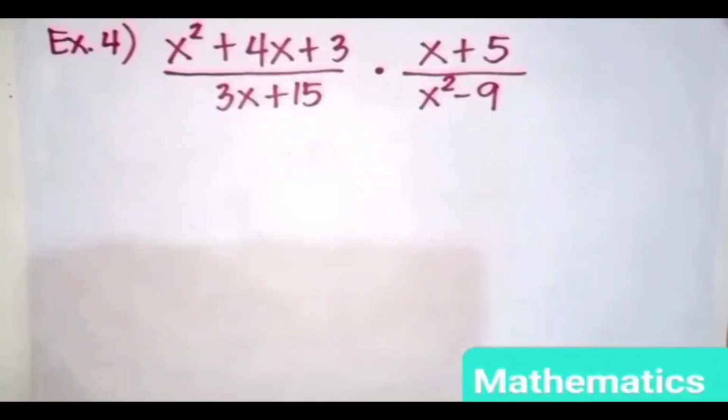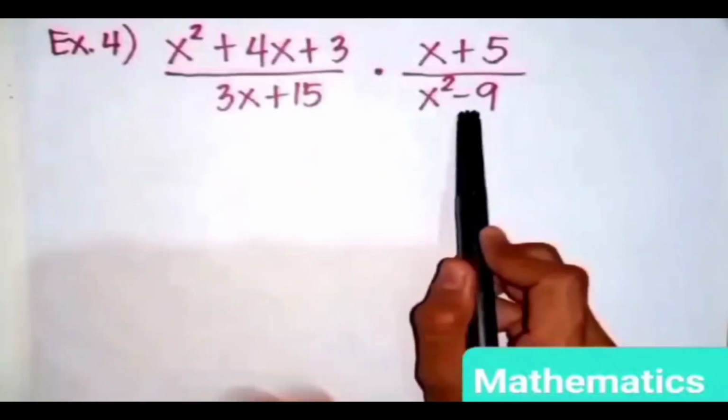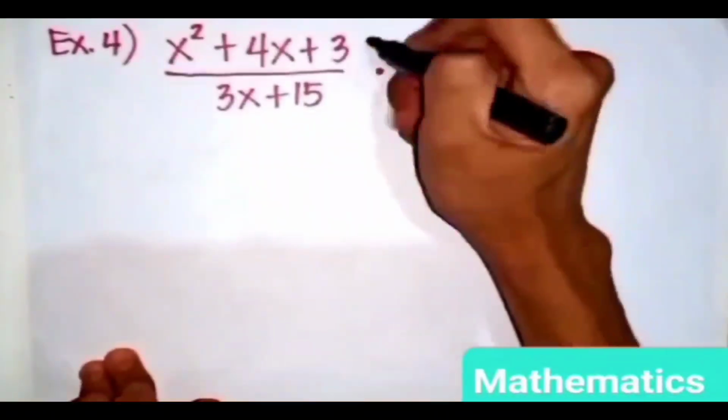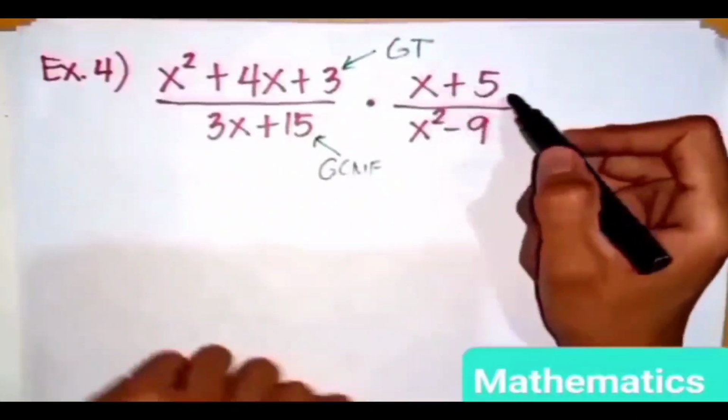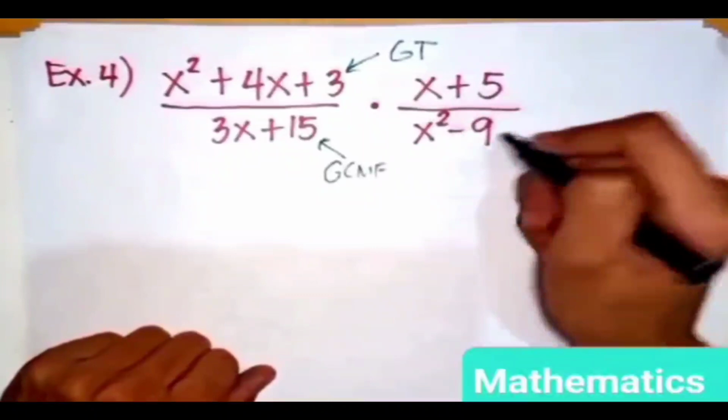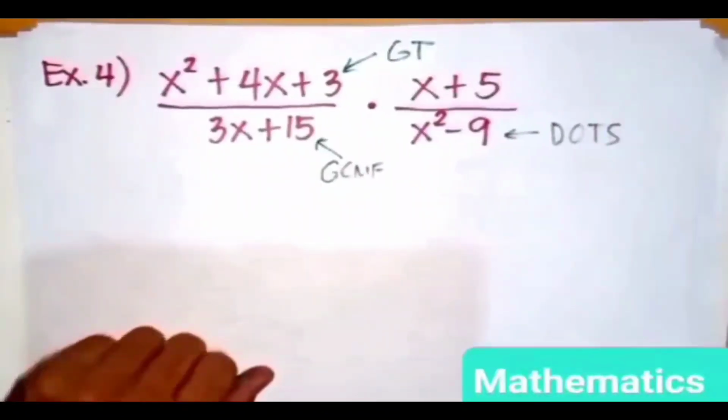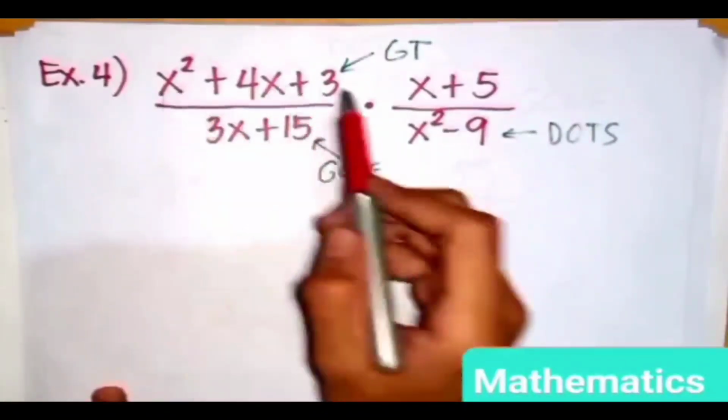Let's have the fourth example. X squared plus 4x plus 3 all over 3x plus 15 times x plus 5 all over x squared minus 9. Ito trinomial, ito binomial, ito binomial, ito binomial. So yung unang step na gagawin is to factor yung mga polynomials na pwedeng i-factor. So ito x squared plus 4x plus 3, i-factor natin to. This is actually a general trinomial, easy. Ito naman, GCMF. Then ito naman x plus 5, hindi na yan factorable, that's a prime polynomial, so okay na yan. Itong x squared minus 9, using dots naman to. Difference of two squares.